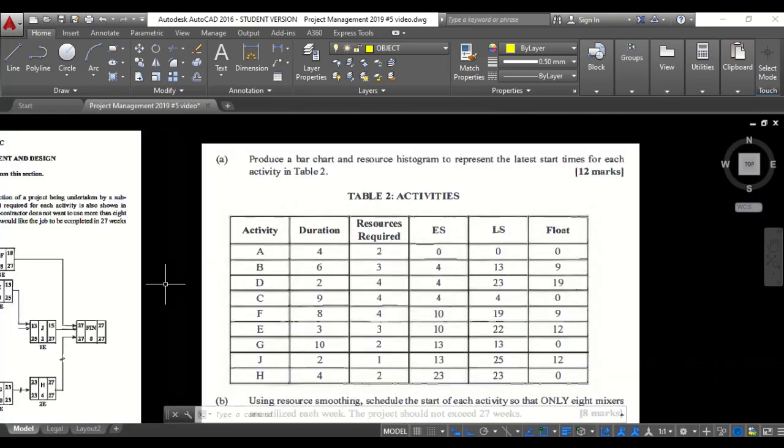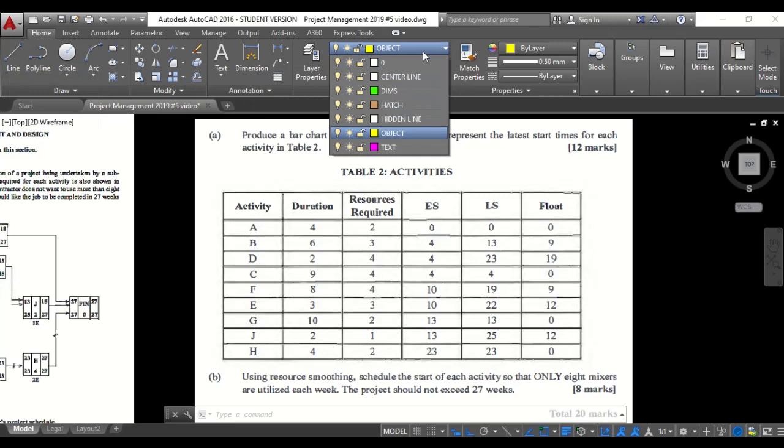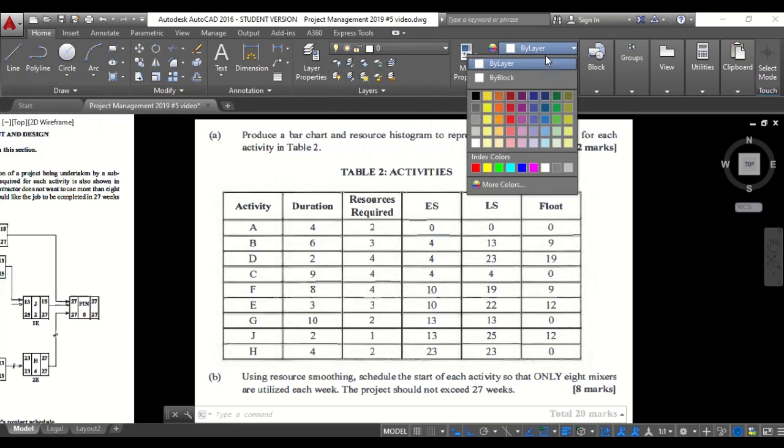So A of the question says, produce a bar chart and resource histogram to represent the latest start times for each activity in table 2. So what we're going to do, we want to basically highlight certain things that we see coming up. And I'm in AutoCAD, but I'm able to get around. I need a color that will highlight. Let's use purple. Let's see if it comes up.